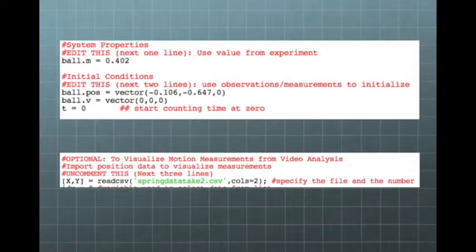For the initial condition of the code, the mass of the object was given and was 0.402 kilograms, and its initial position was found using Tracker and was negative 0.106, negative 0.6470. The second line of code uses the positions extracted that we put in the CSV file so that the code can read it and make a model.